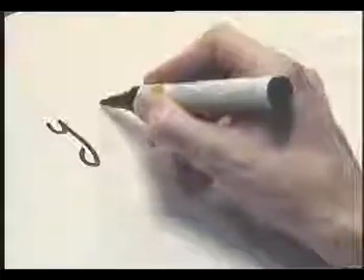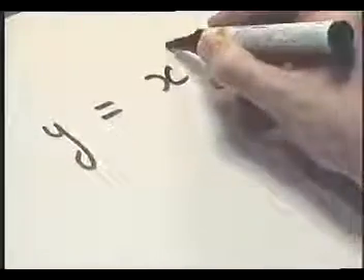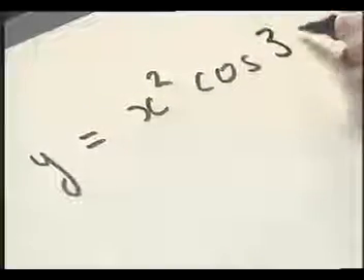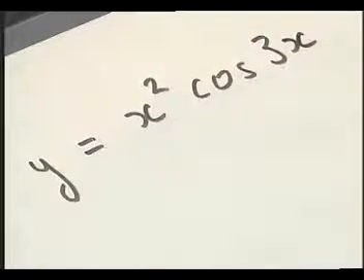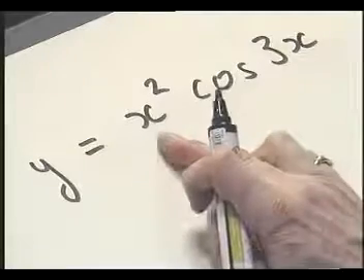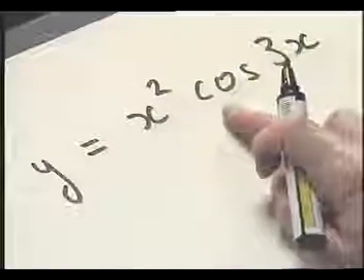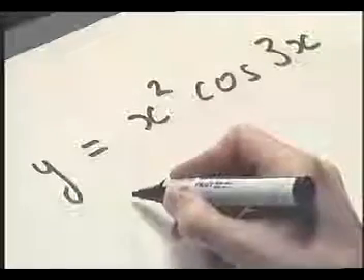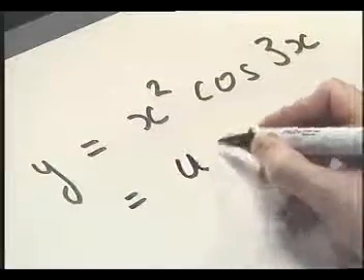Sometimes we're given functions that are actually products of functions. That means two functions multiplied together. So an example would be y equals x squared times the cosine of 3x. So there we've got a product. x squared is one function multiplied by the cosine of 3x, a second function. Usually we write this as uv.